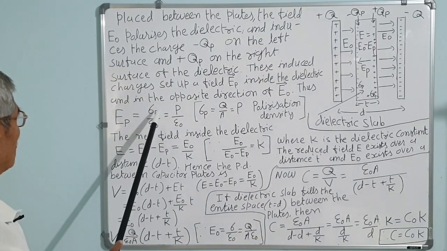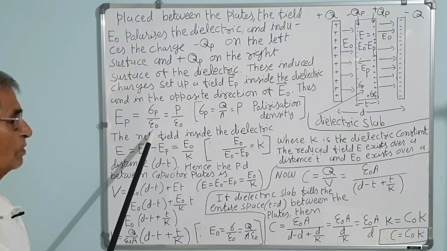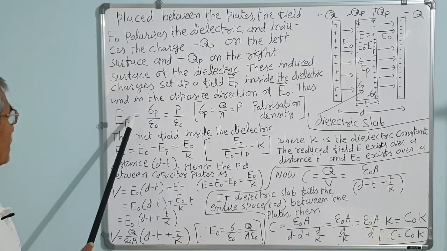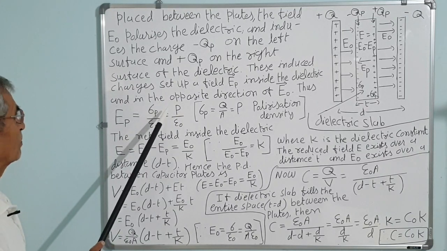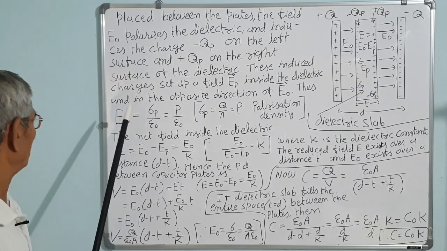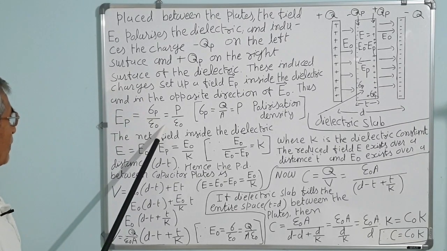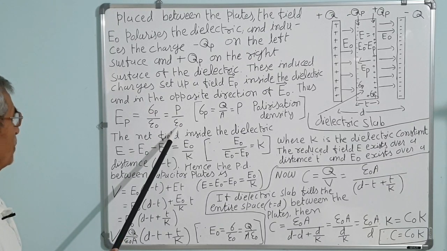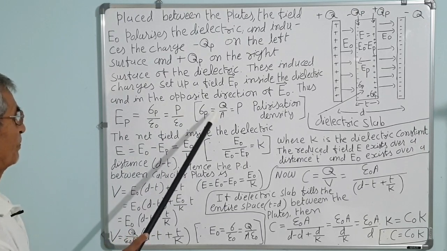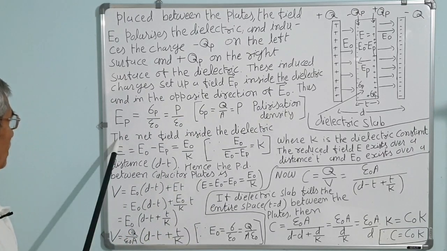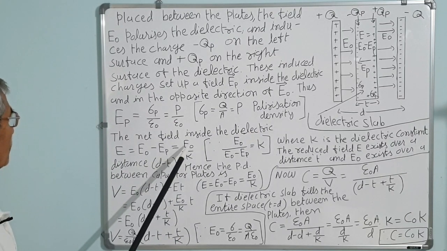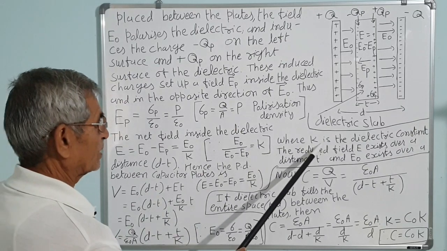Thus, Ep is equal to sigma P upon epsilon 0. We know that E is equal to sigma upon epsilon 0; this is the field due to polarization. So, the polarization surface charge density is sigma P, then upon epsilon 0, that will be the magnitude of the field due to polarization Ep, and that is equal to polarization density P upon epsilon 0. Sigma P is equal to Q upon A, and that is also equal to P, the polarization density. The net field inside the dielectric E is equal to E0 minus Ep, that is equal to E0 upon K, where K is the dielectric constant.